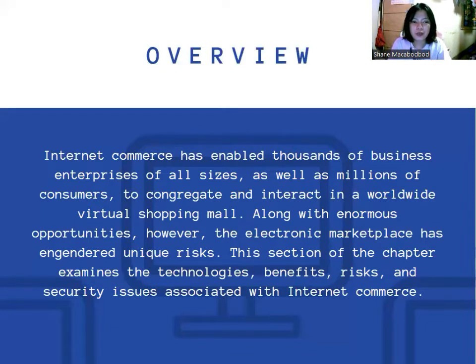As an overview, internet commerce has enabled thousands of businesses and enterprises of all sizes, as well as millions of consumers, to congregate and interact in a worldwide virtual shopping mall. Along with enormous opportunities, however, the electronic marketplace has engendered unique risks. This section of the chapter examines the technologies, benefits, risks, and security issues associated with internet commerce.